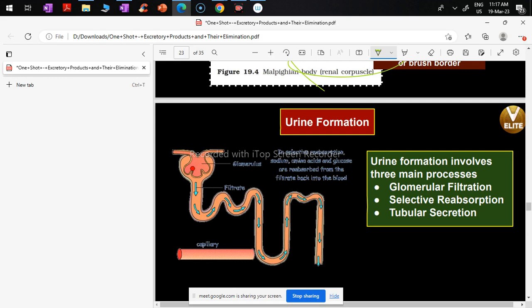I will send you some NCERT based questions of this part after class. You try to solve those questions also.